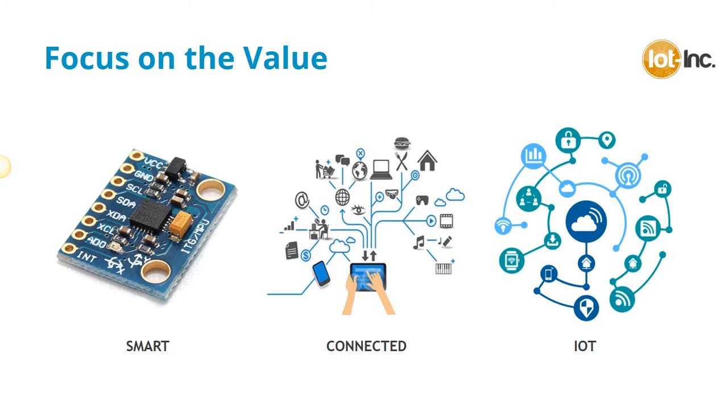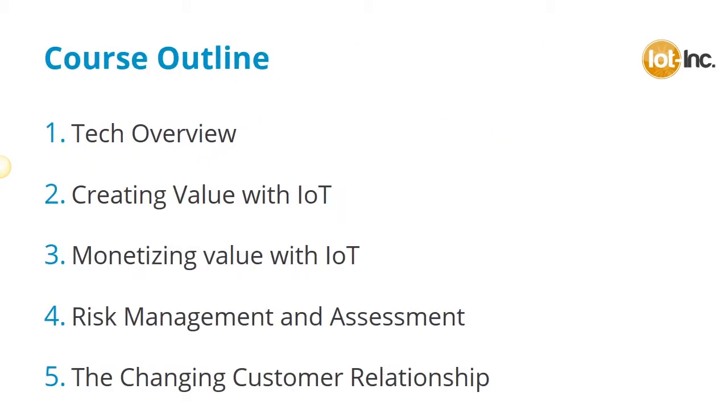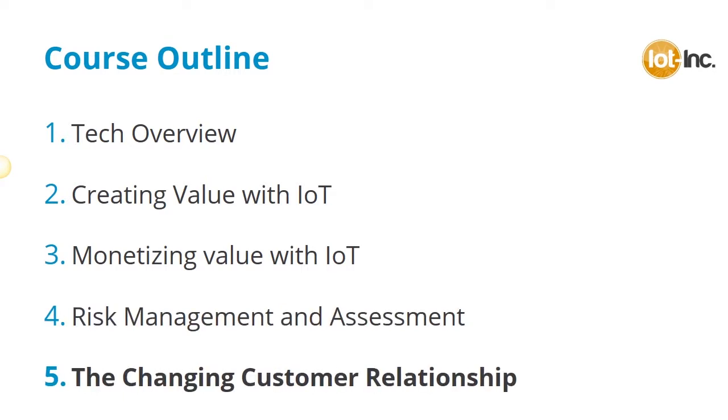We monetize that value by implementing the right business model. Choosing the business model that monetizes the value in a way that minimizes transactional friction. As an outline, we are going to quickly cover the technology. We're then going to look at the 4 ways of creating value with the Internet of Things. Then we get into business models, specifically the 5 ways of monetizing value within IoT. And as we'll see, they're on a spectrum. Then we get into risk management and assessment, the business counterpart to security. And finally, we talk about the changing customer relationship and the implications it has on business strategy.